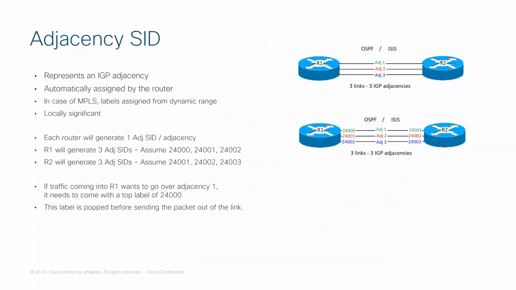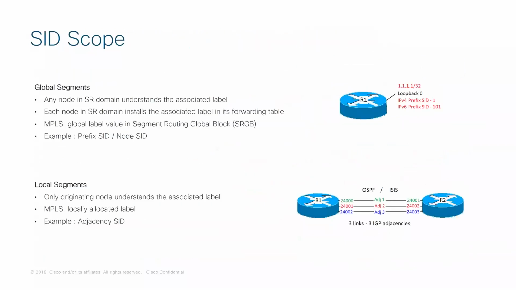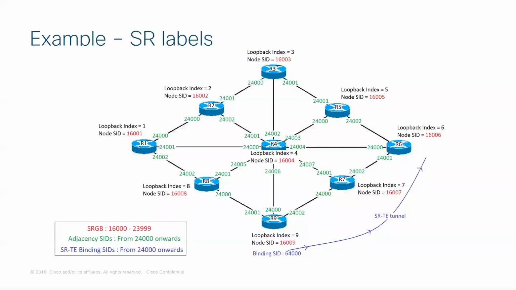We'll come back. Okay, let's come to this. This is what I wanted to show later on. Now, R1 has a node SID of 16,001. Similarly, R2 has 16,002 and so on. So this is my network, the example that I wanted to give.